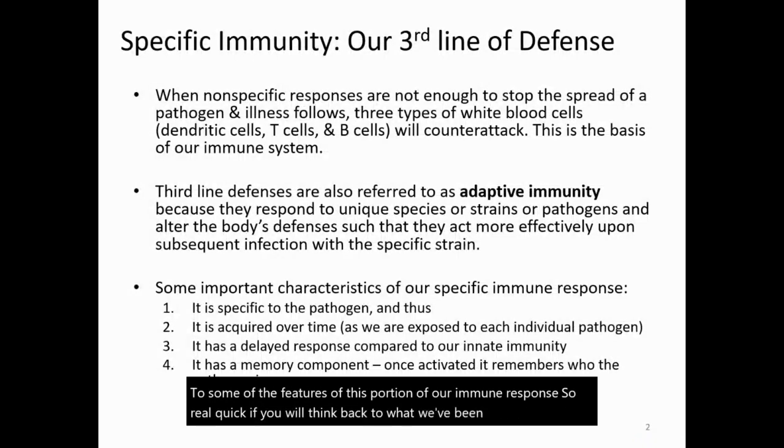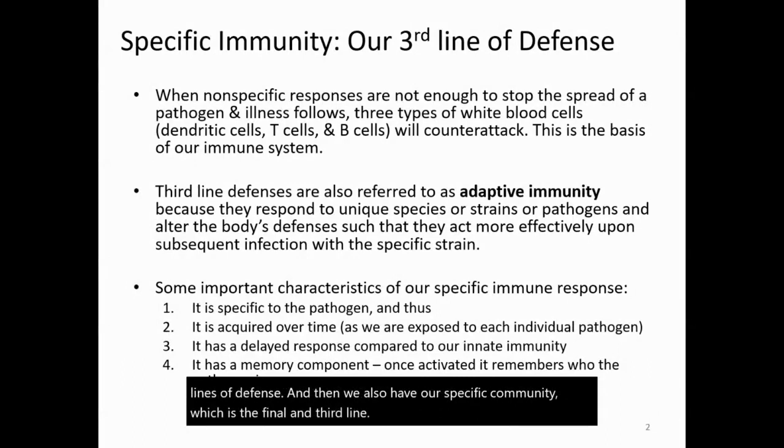So, real quick, if you will think back to what we've been talking about, we've been discussing what happens when a pathogen is trying to get into our body and what happens when it actually does. Remember, we think about all the ways we try to prevent infection as our immune response, and we can divide that into two categories: our non-specific immunity, which is made up of our first and second lines of defense, and then we also have our specific immunity, which is the final and third line of defense.